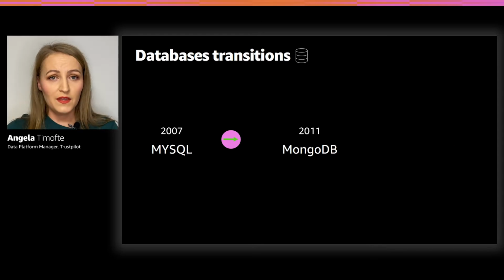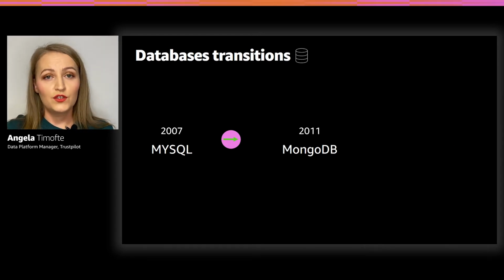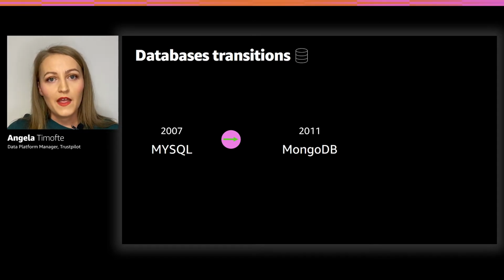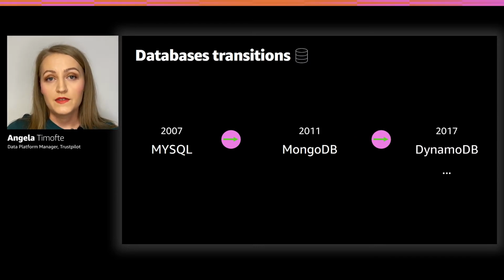But at the same time, since 2011, when we took the decision to move to MongoDB, the company has grown even more, and the use cases also changed. So we knew we had to look for alternatives. That's why in 2017, we started to look at DynamoDB.